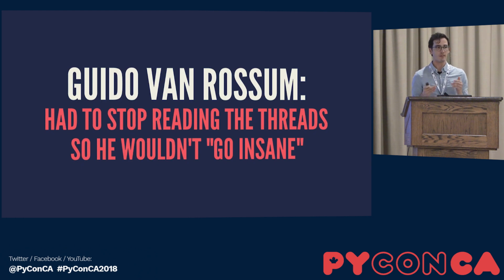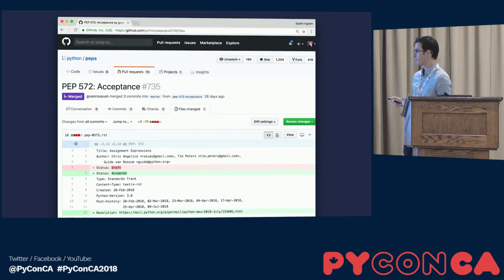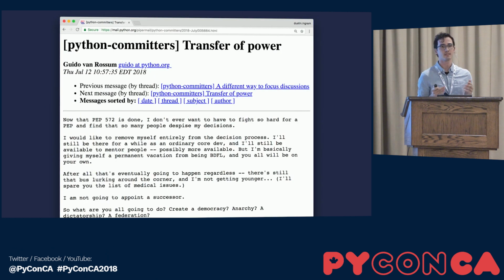So eventually, after all this discussion, Guido accepted the PEP, and then he sent a notice to the mailing list saying that he was transferring his power as BDFL, that he was going to go on a permanent vacation, that he didn't want to have to fight so hard for a PEP and find that so many people despise his decisions.